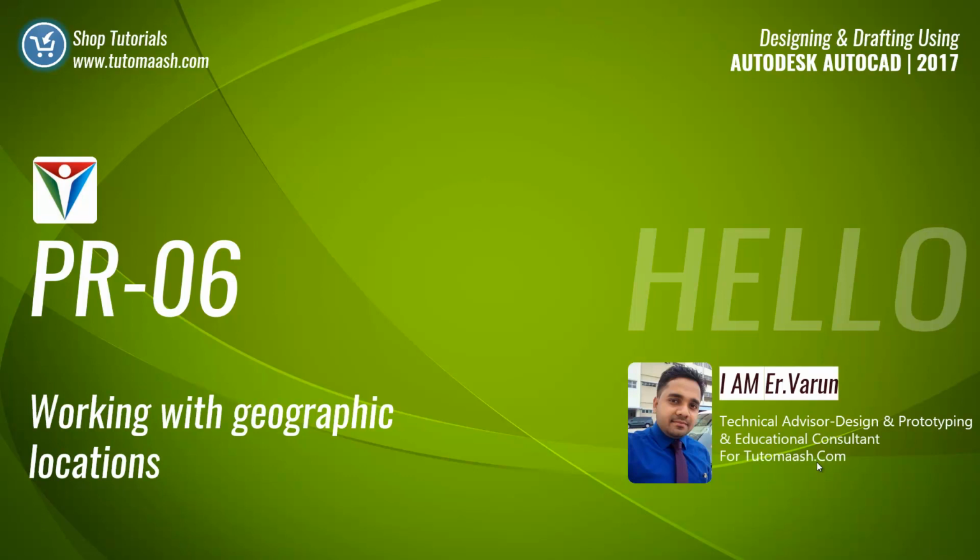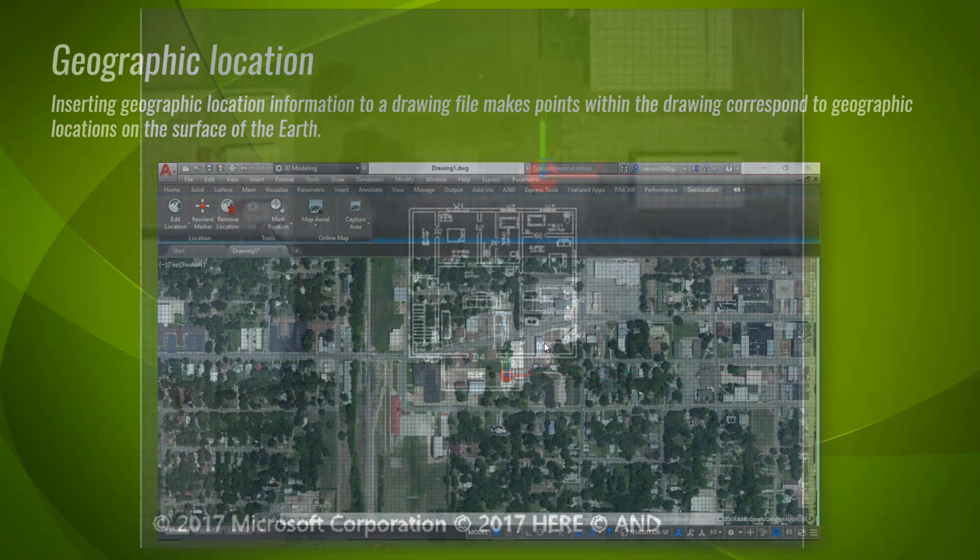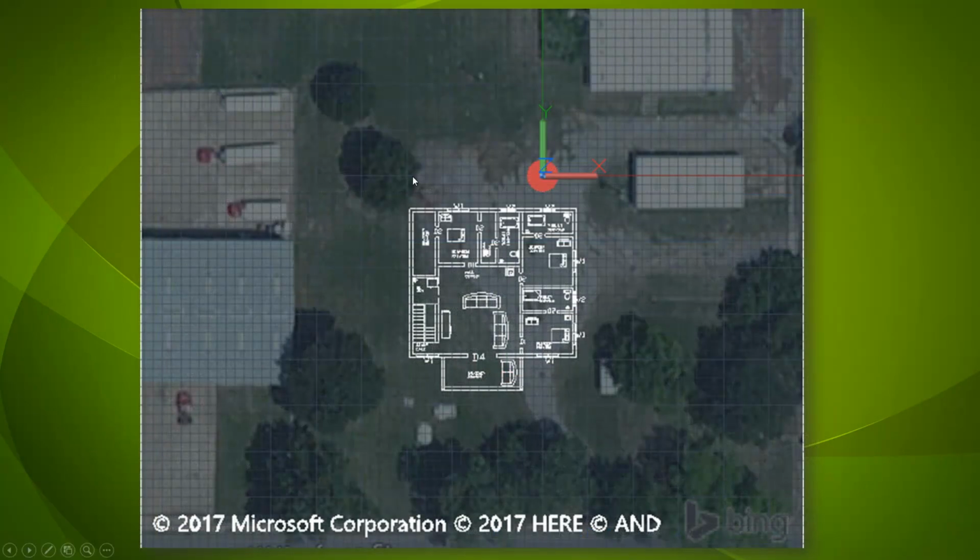In this session, we will be discussing working with geographic locations. AutoCAD 2017 is capable of tagging the geographic location to the workspace. Inserting geographic location information into a drawing file makes points within the drawing correspond to geographic locations on the surface of the earth. By using this feature, as you can see here, you can draw the plan of the building on the real-time map.